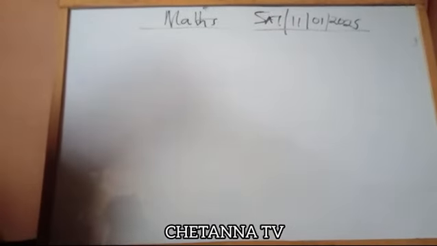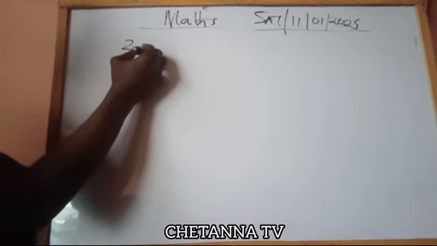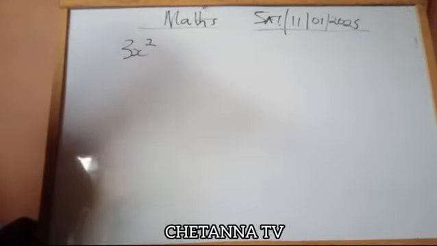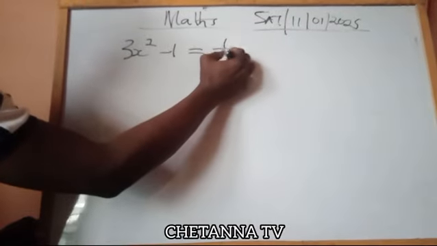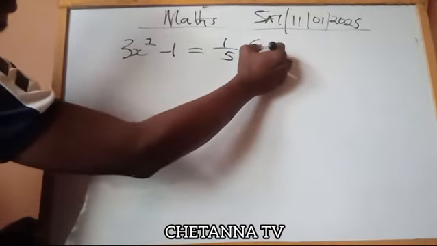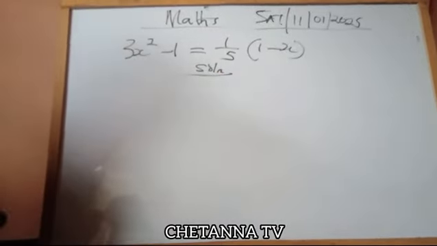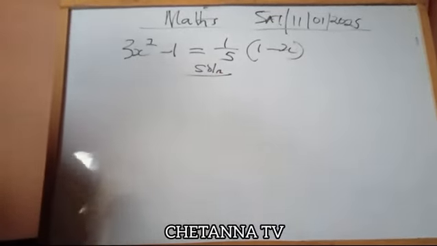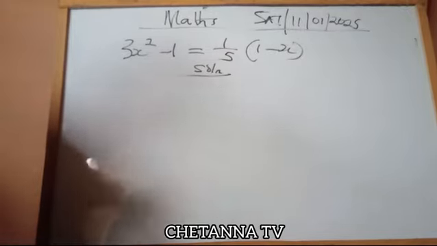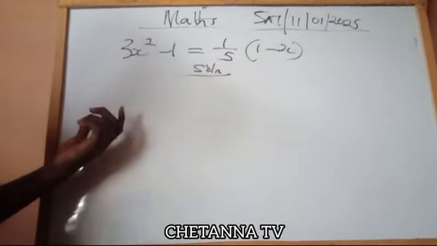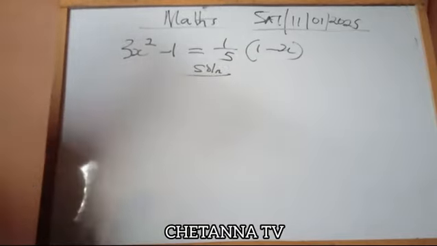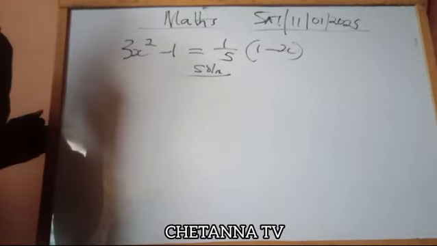Number 4 says 3x squared minus 1 is equal to 1 over 5, 1 minus x. Solution. This one now, fraction has entered. We still bring everything back here and equate it. Is it clear? So let's see what to get from it.